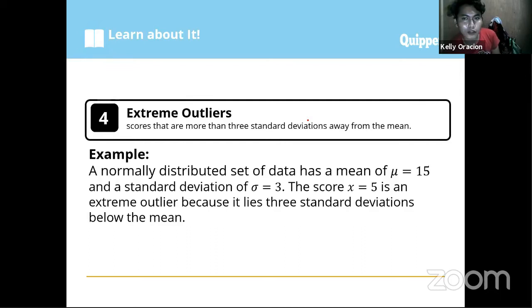Meanwhile, we also have extreme outliers. A normally distributed set of data has a mean of 15 and a standard deviation of 3. The score is 5. X is 5, an extreme outlier because it lies 3 standard deviations away from the mean, below the mean.